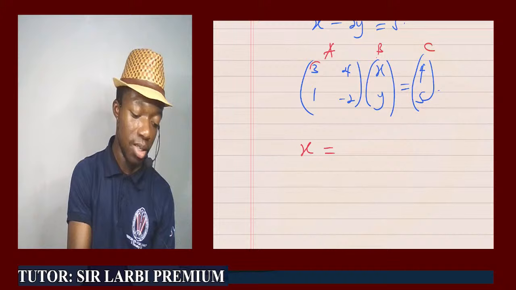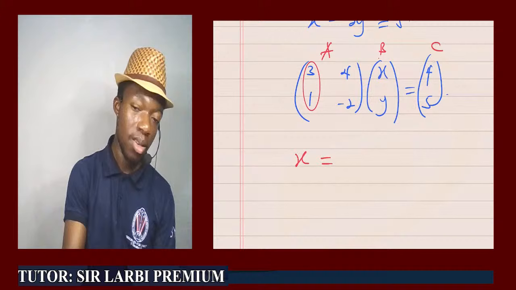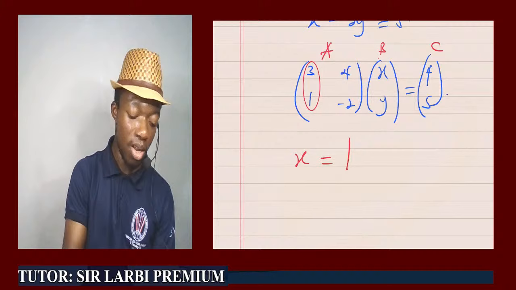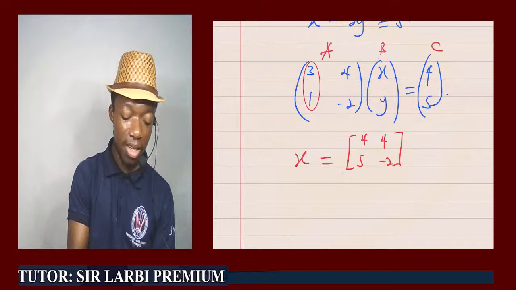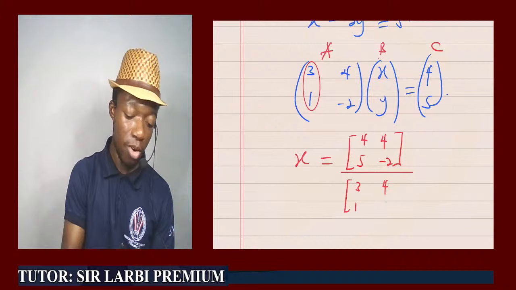You are going to replace the first column of matrix A, which is 3, 1, by column C, which is 4, 5. So that means you will have 4, 5, then 4, negative 2. Once you have that, you then have to divide this by matrix A, which is 3, 1, 4, and then negative 2.